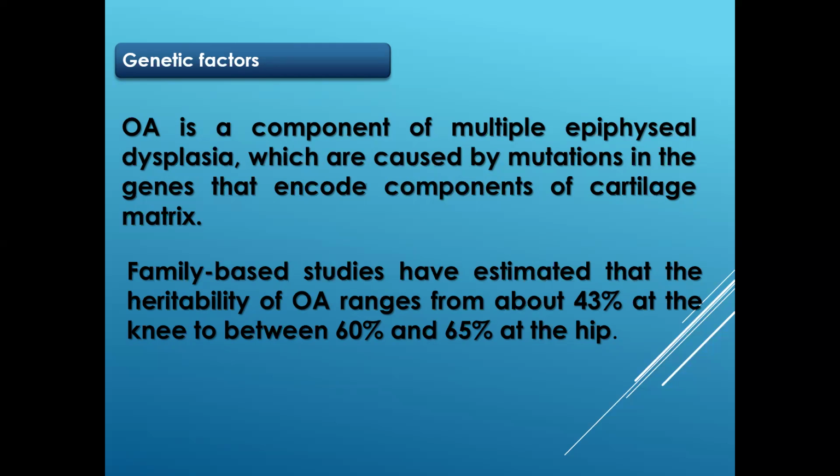Family-based studies have estimated that the heritability of osteoarthritis ranges from about 43% at the knee to between 60% and 65% at the hip. So there's full evidence that osteoarthritis has to do with the genes of the person, the type of gene the person inherited. At some point in life, there's a mutation that leads to production of an abnormal matrix. Because when the matrix of the cartilage is abnormal, it means that the cartilage will not be of the quality that does the function it's supposed to do.